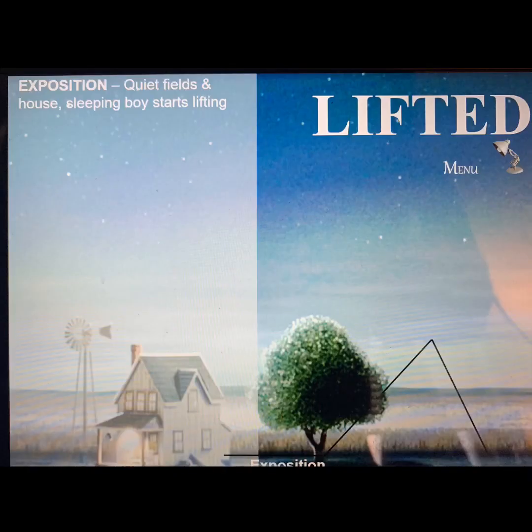At the beginning of the film, you would have noticed that it started out with a quiet field, a house, and a sleeping boy that was starting to get lifted. You'll notice at the bottom of this picture that the exposition starts off in the beginning. This is where you would identify this component for your plot diagram.